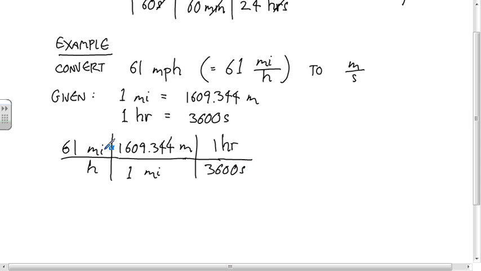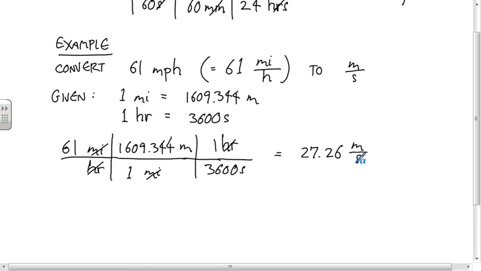And now if you do all those cancellations, the miles cancel, the hours cancel, and you get a value of 27.26 meters per second. Any questions about that one?